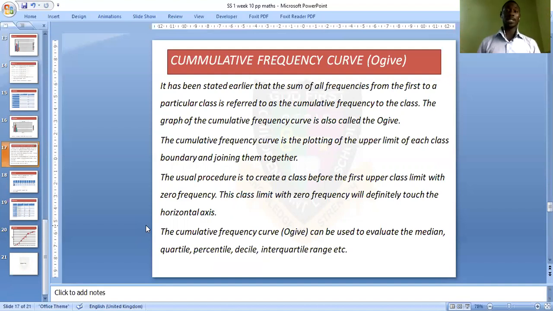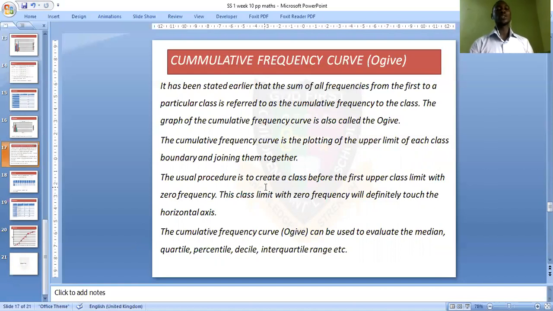Yes, that is the sum of all the class, represent the last number on the cumulative frequency column. The graph of the cumulative frequency curve is also called OGIF. I told you earlier, we use OGIF. Cumulative frequency curve is the plotting of the upper limit of each class boundary, and joining them together. We are not using bars or sectors here, we are using points, so you join them together, but you are considering your variable to be the upper class boundary of each class.